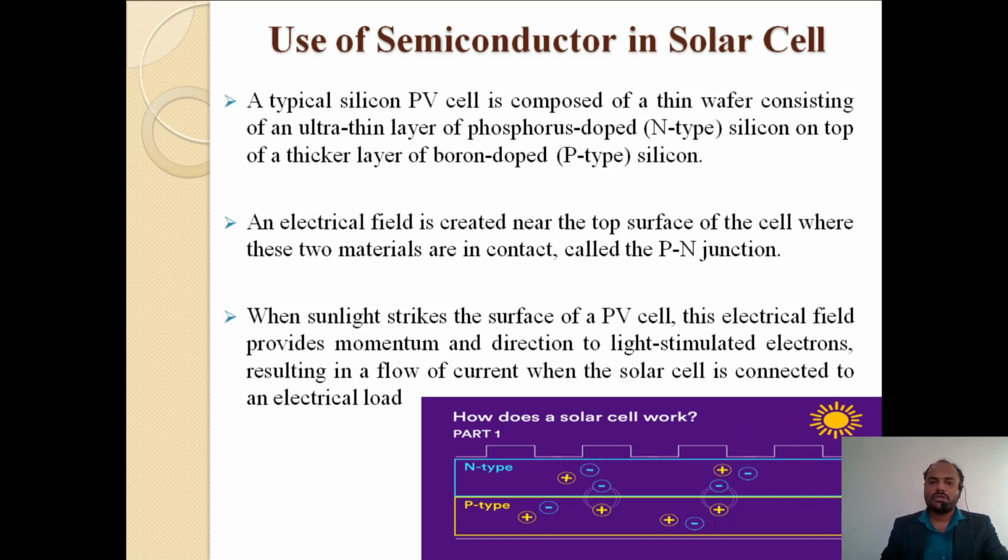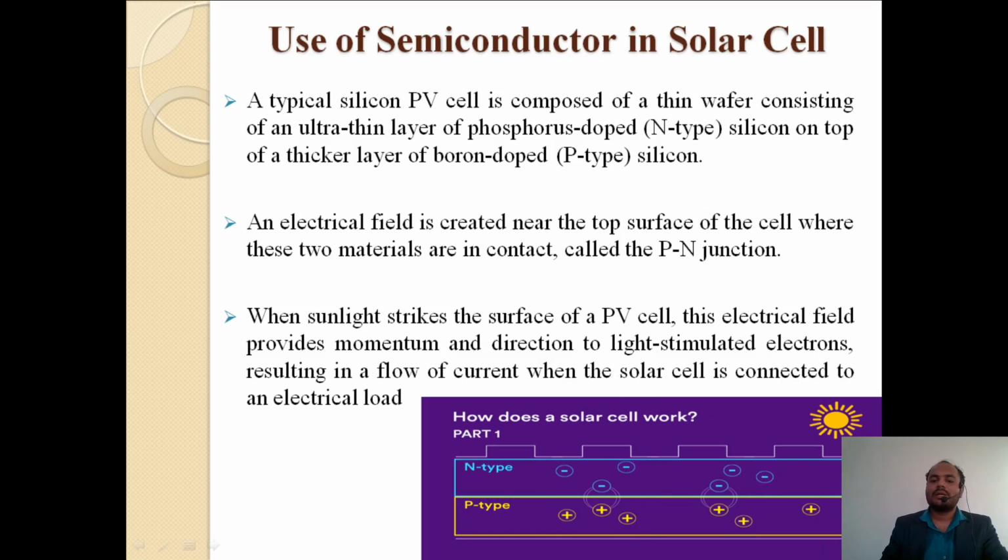In a later lecture, we will discuss in detail how the p-n junction is manufactured and how electricity is generated from the n-type and p-type semiconductors. When sunlight strikes the surface of a PV cell, this electric field provides momentum and direction to the light-stimulated electrons, resulting in the flow of current when the solar cell is connected to an electrical load.